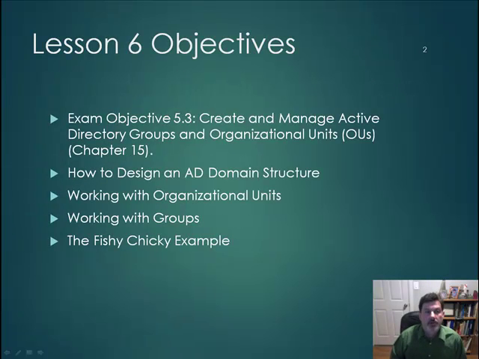Today's focus really does boil down to exam objective 5.3, talking about creating and managing Active Directory groups and organizational units. This really covers chapter 15 if you're following along in the book. So we're going to look at the Active Directory domain structure today and focus on organizational units versus groups. We'll talk about what types of groups are out there, how we can use groups to facilitate access to resources on the network. We'll look at organizational units in a lot of detail as well today. And then finally, we'll finish with the fishy chicky example. We'll go into the domain controller and show you a little bit of organizational units and working with groups before we finish up the segment today.